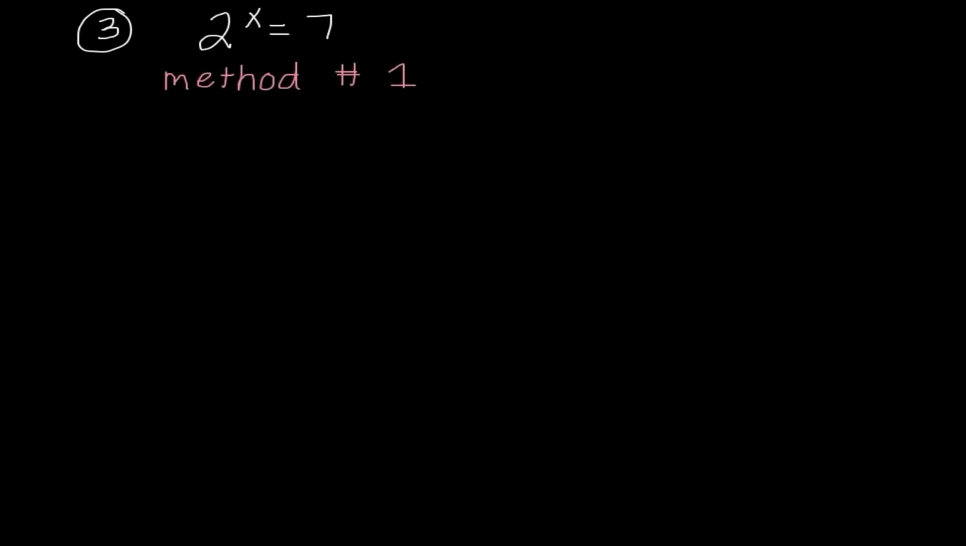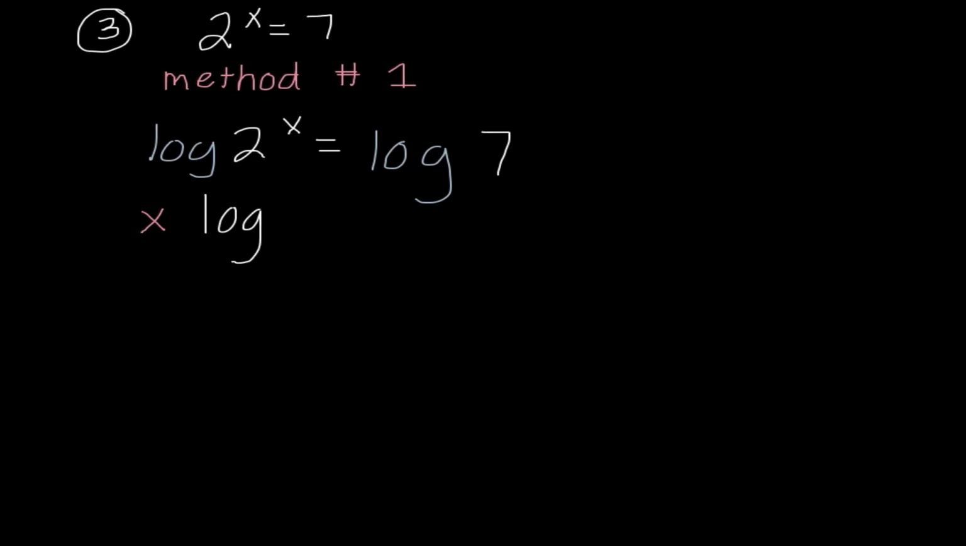So method number 1, I'm going to take a log of both sides. So I'm going to write log of 2 to the x equals log of 7. Now once again, I know that I can move my exponent out in front to become the coefficient. So I get x times the log of 2 equals the log of 7.